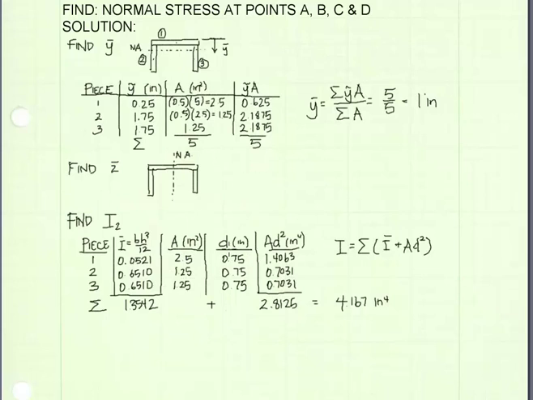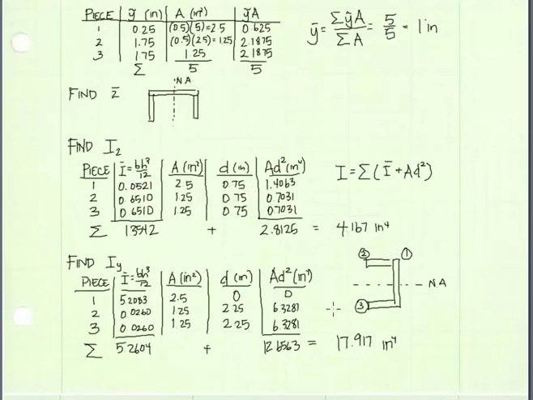Then the d value is the distance from the centroid of each of the pieces to the neutral axis, and it happens to be 0.75 for every piece. And then I multiply A times d squared to get this value. I sum up my individual moment of inertia values, I sum up my Ad squared values, add them together, and I get my total moment of inertia is 4.167 inches to the fourth.